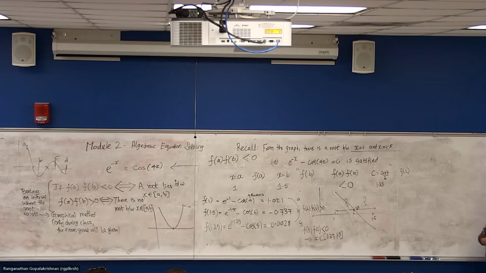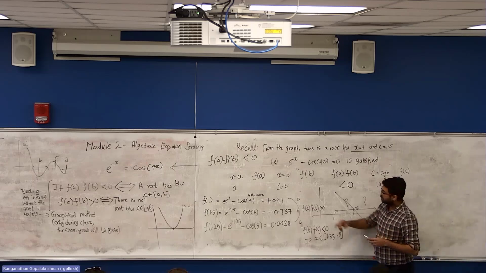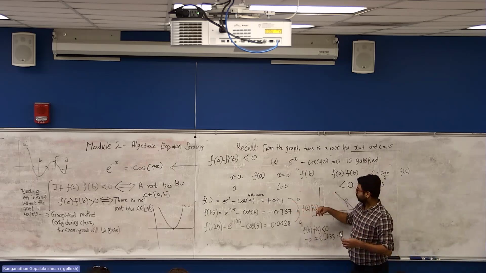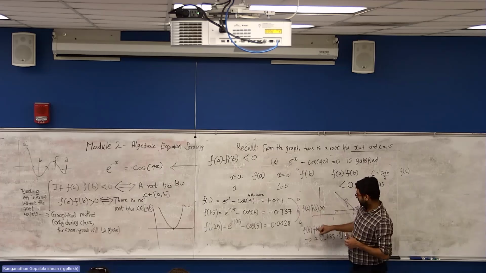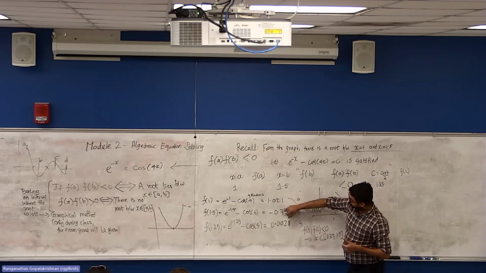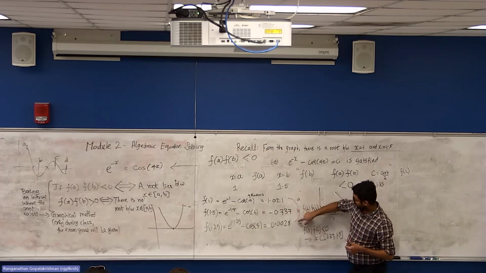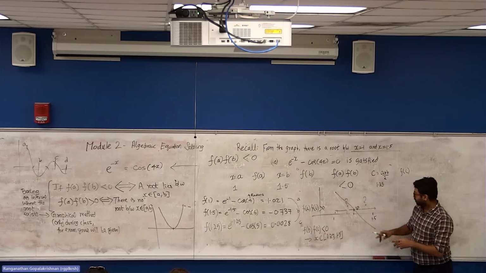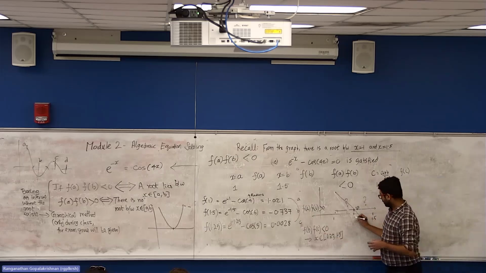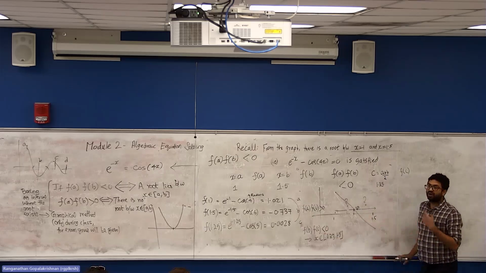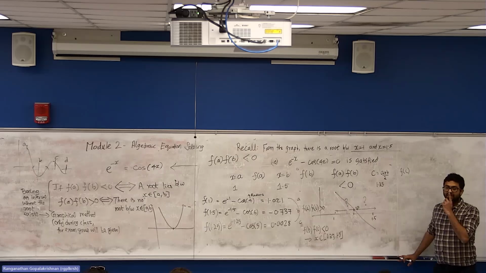Now that was easy. You just looked at three values. You manually did the product. You looked at the numbers and said this is positive, this is negative. So the root lies between 1.25 and 1.5. Now, how do we automate it? How do we turn this into a statement which can just be done repeatedly without our intervention?